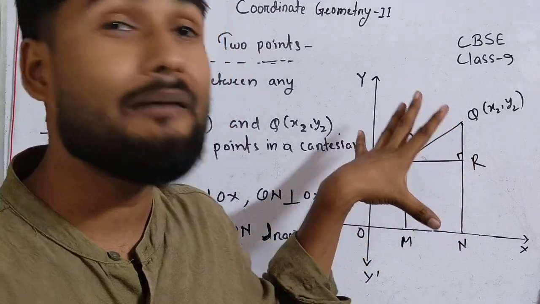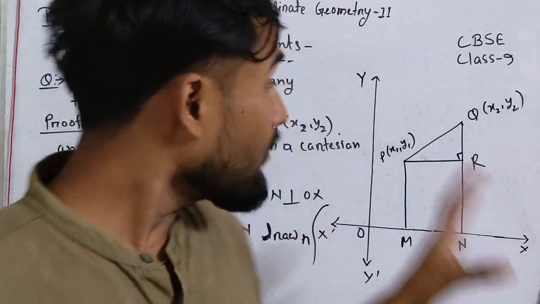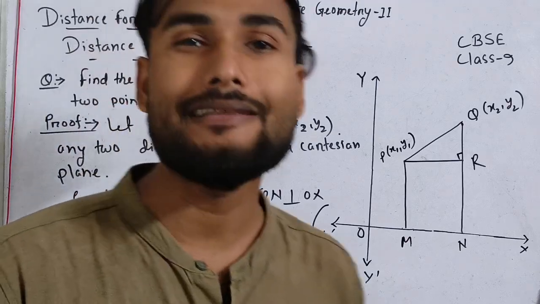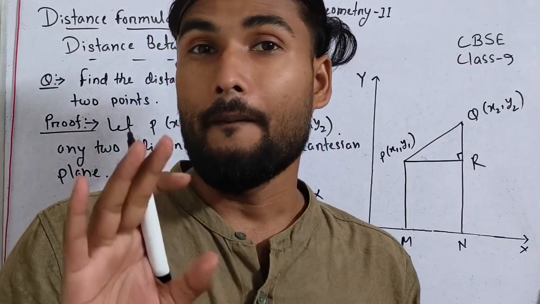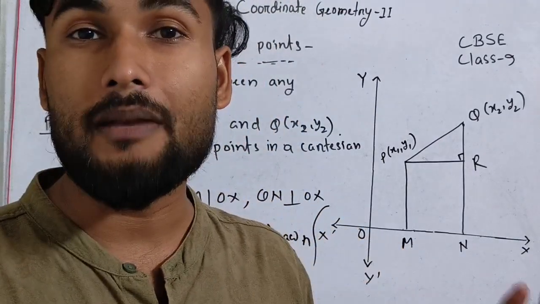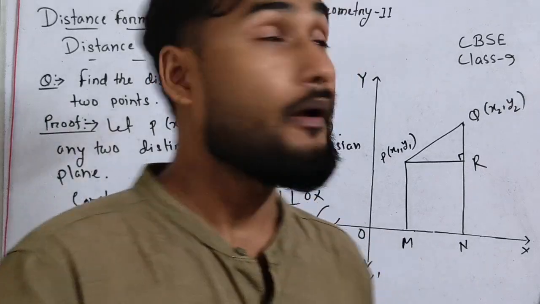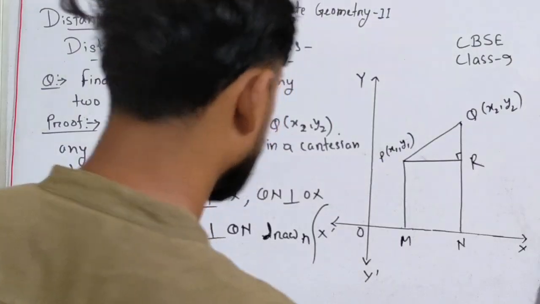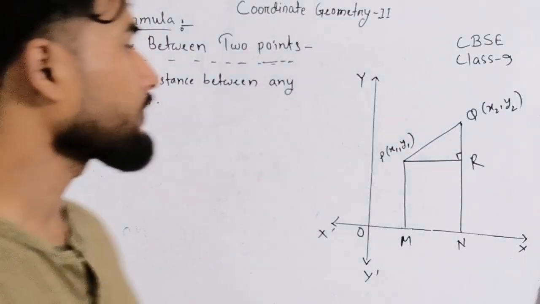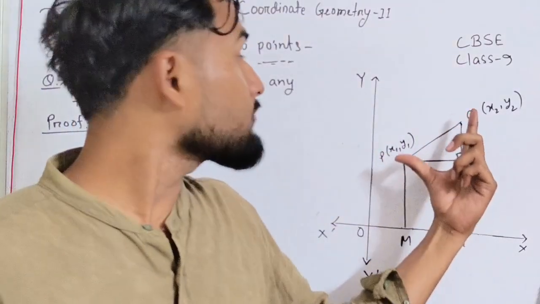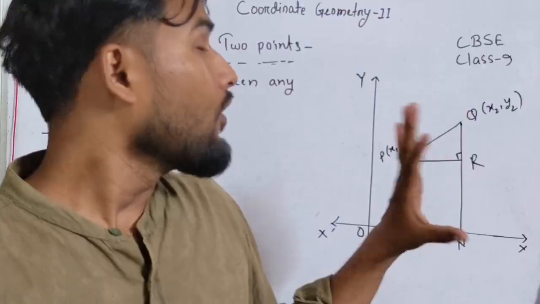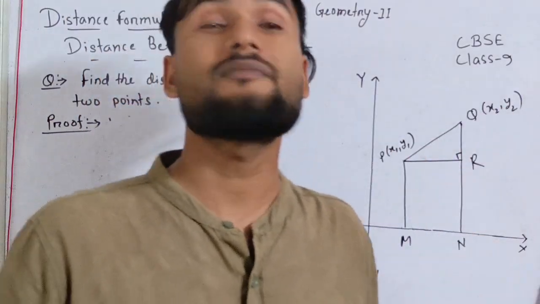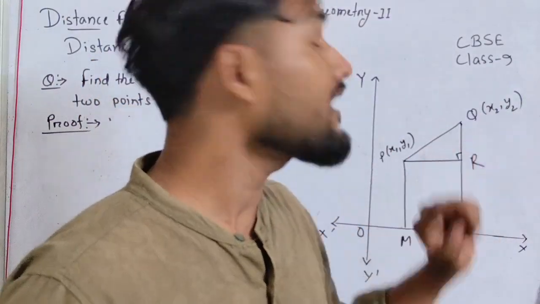Now PQR becomes a right angle triangle. From the right angle triangle we can use the Pythagoras theorem. What was the Pythagoras theorem? Pythagoras theorem was hypotenuse square equal to perpendicular square plus base square. Now come next. Since we have to find out only PQ, we need the distances PR and QR. We shall find out PR and QR.